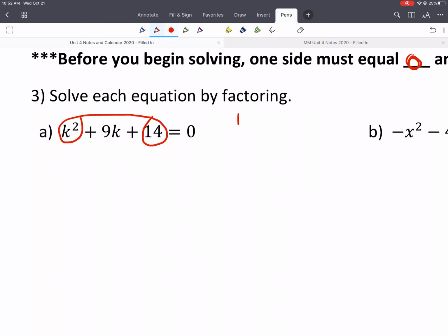Okay, so we will do glasses. Here we'd end up getting 14k squared. It needs to add up to give us 9k. So what makes that work? Maybe 2 and 7. So 2k plus 7k. Here we can use the shortcut because a is 1. So we're going to have our two parentheses, k plus 2, k plus 7 is equal to 0.